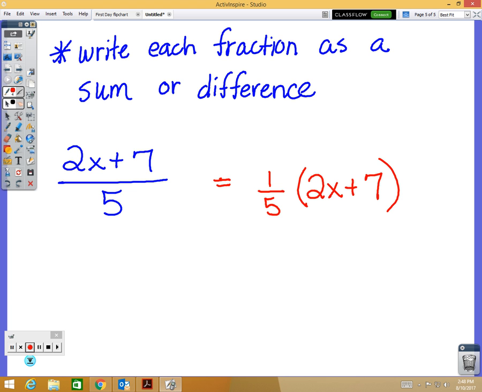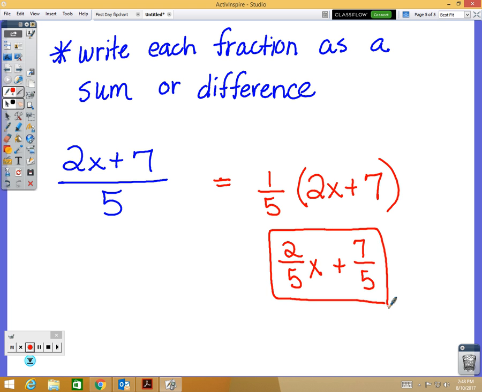What is 1/5 times 2? 1 over 5 times 2 over 1, correct? Which would be what? 2/5. So 2/5 x. And what is 1/5 times 7 over 1? 7/5. And it's positive, correct? So that is the answer that we're looking for in these. We'll do another example, don't worry. I'm sure you've not seen this before.